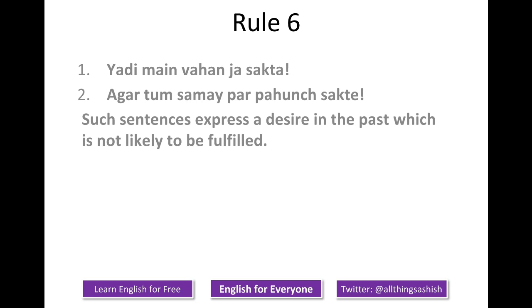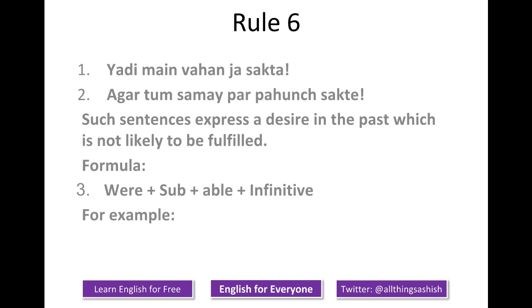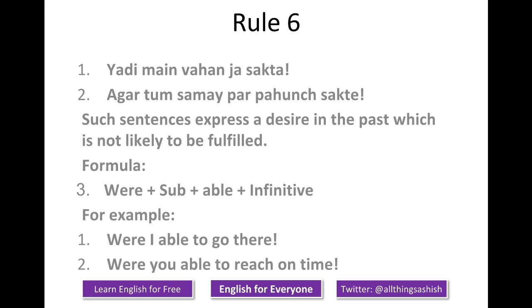Such sentences express a desire in the past which is not likely to be fulfilled. Formula: were plus subject plus able plus infinitive. Infinitive is to added to verb. For example, were I able to go there? Were you able to reach on time?